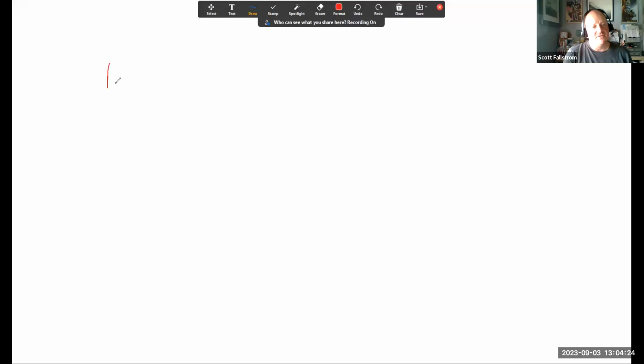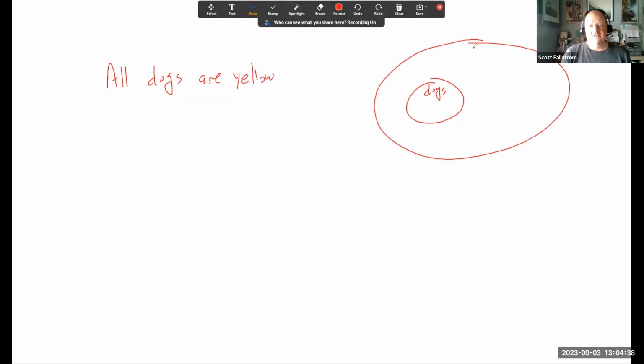And so if you have an all statement, like all dogs are yellow, as an example, you could build a picture for that. You could say, okay, here's all the dogs, and here's all things that are yellow, because I know that all dogs are yellow. The statement doesn't mean that everything that's yellow is a dog, just like a conditional statement. But I would know that if it is a dog, then it is yellow. So this all statement you can think of as a conditional statement. If it is a dog, then it is yellow.